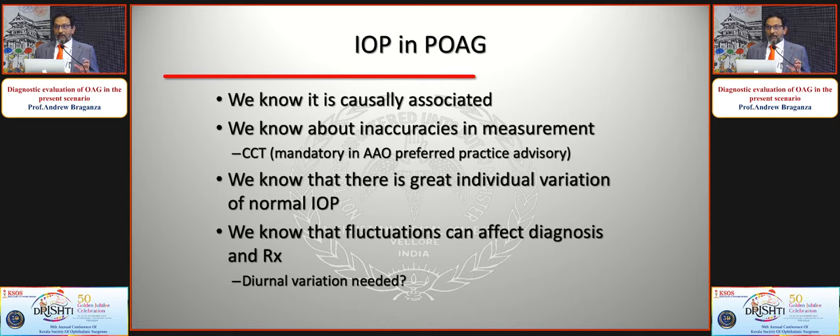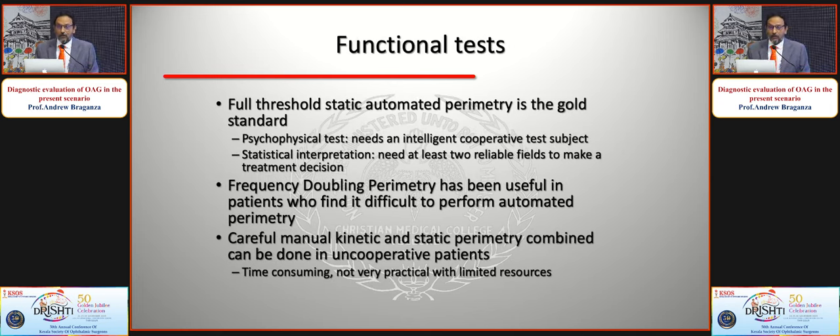So we need to get a little more information about that, and we used to do a lot of diurnal variations of intraocular pressure, which we don't do anymore, not because it's a valueless test, but because it's so cumbersome and difficult to do, time-consuming, resource-consuming. And by resource, I don't mean financial resources. It takes up our time, and we need to have enough people to do that. So continuous monitoring of intraocular pressure, et cetera, is likely to contribute a lot in the diagnosis of primary open-angle glaucoma in the future.